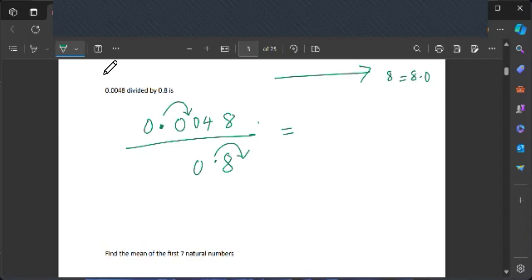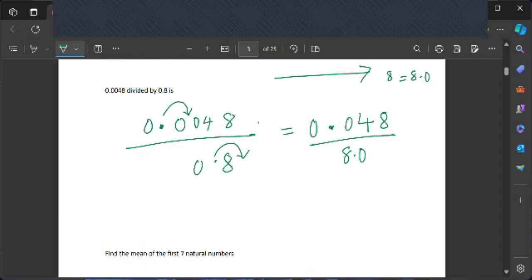So it jumps by 1 to the right, even the denominator jumps by 1 to the right. So what happens? I get 0.048. See, now the immediate 0 has come before the 4. So 0048 became 0.048. So be very careful. I made one jump towards the right because it becomes 8.0 now.